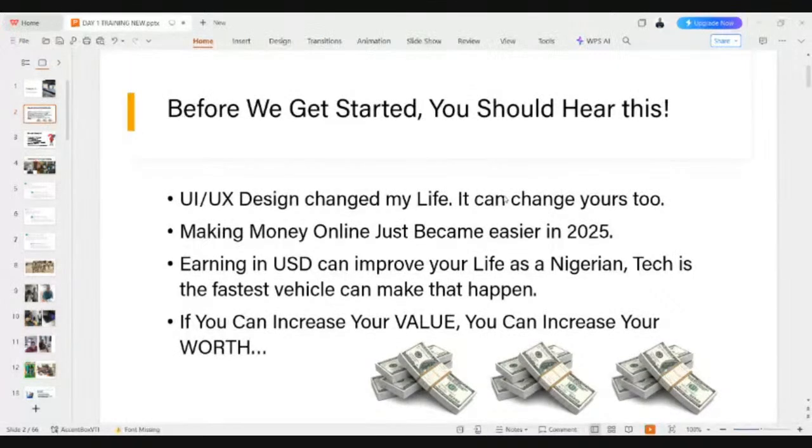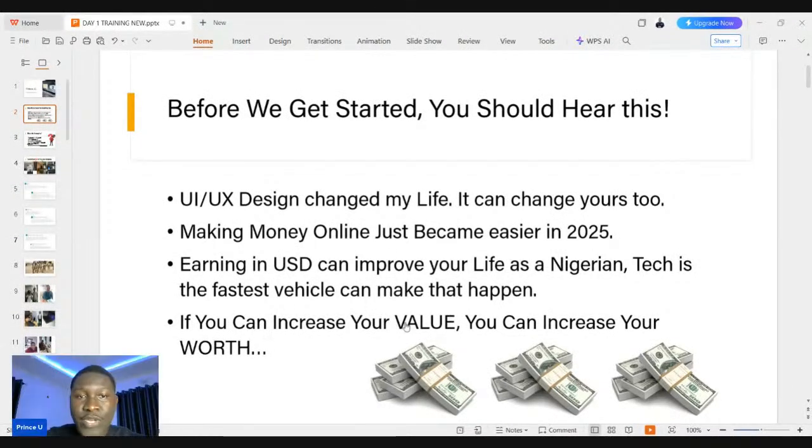The third thing I need you to know is that earning in dollars can improve your life. Earning in dollars can improve your life as a Nigerian. And tech is the fastest vehicle to make that happen. I think I should show my face at this point. Tech is the fastest vehicle to make that happen. I'm going to explain that.